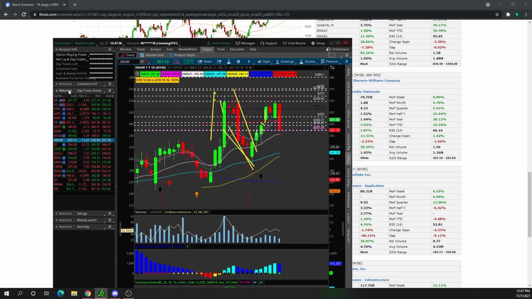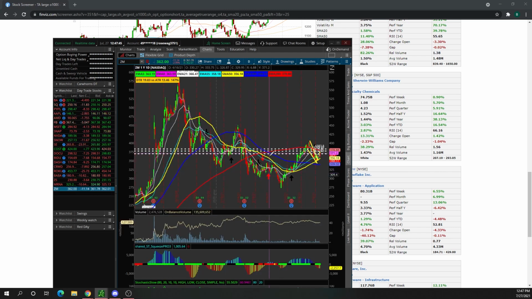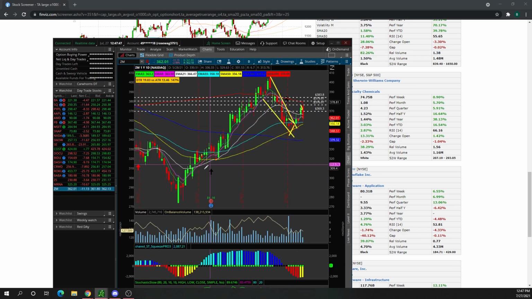Now here is my entire day trading list. I have a little more than 15 on here. I need to get rid of some, but stocks come and go on this list. Like very recently, Zoom came back onto this list because it finally started moving again.